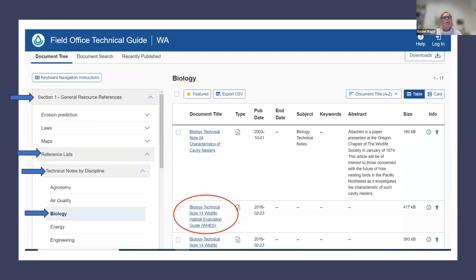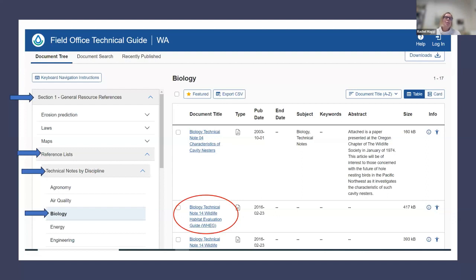Where to find this beast. The NRCS Field Office Technical Guide can be a very, very scary place for those, even within NRCS, to find documents. So I walked through how to find it. The first thing, once you get to Field Office Technical Guide, and I'm realizing now I did not include a link to that in my slide, so I'll pop that in the chat when Amy's talking at you.